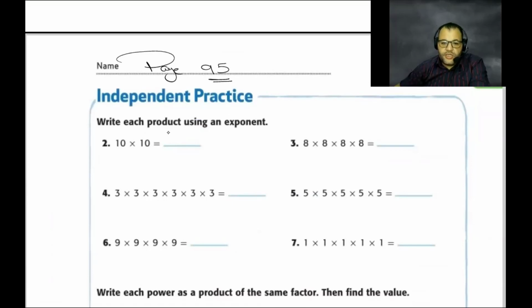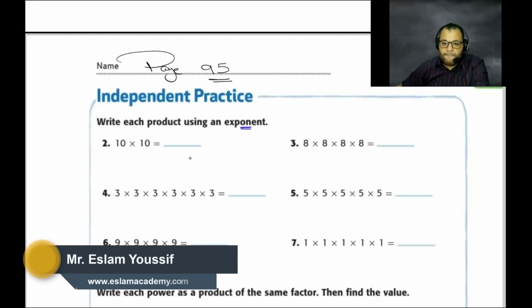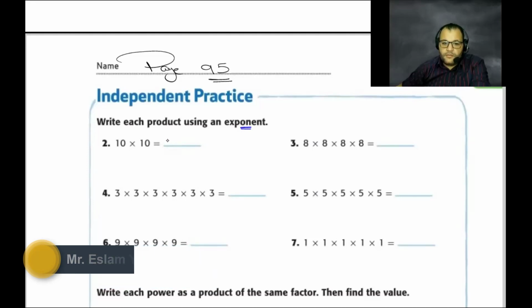We need to write each product using the exponent. Question number 2. 10 repeated 10 times? Repeated in what? I need to use exponent. Exponent. Power. Oh yeah, 10 power 10.